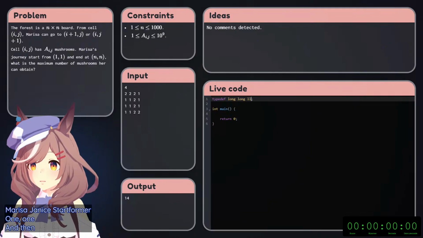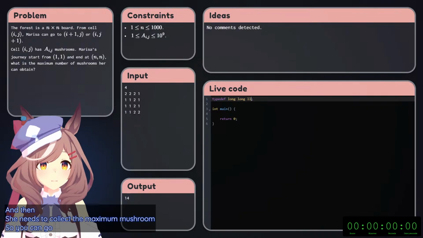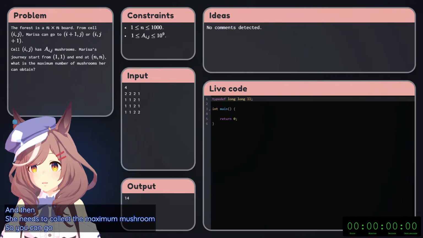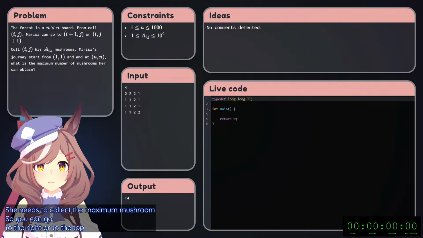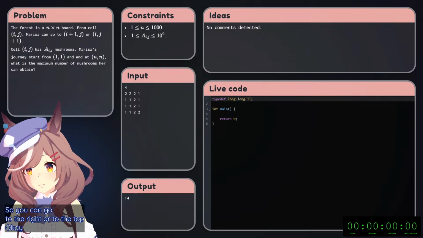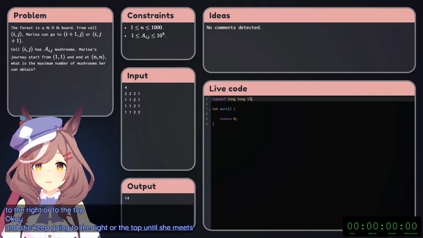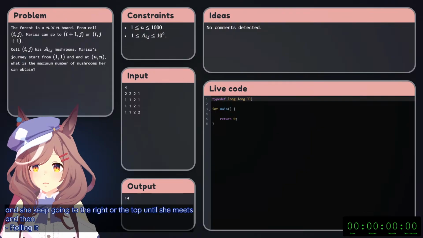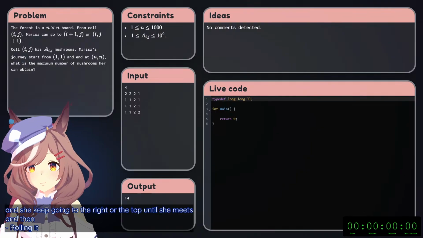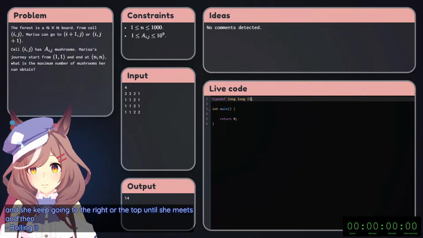and she needs to collect the maximum mushrooms. She can go to the right or to the top, and she keeps going to the right or the top until she meets the N N coordinate. So let's start with our drawing board.